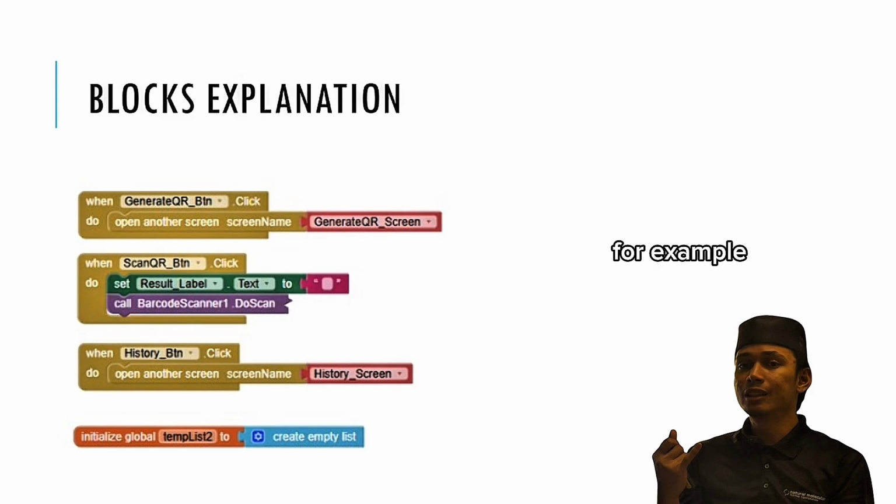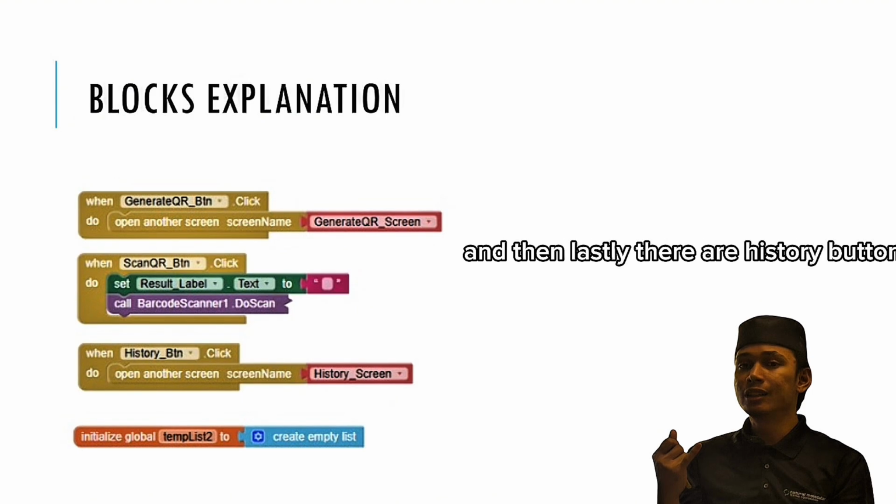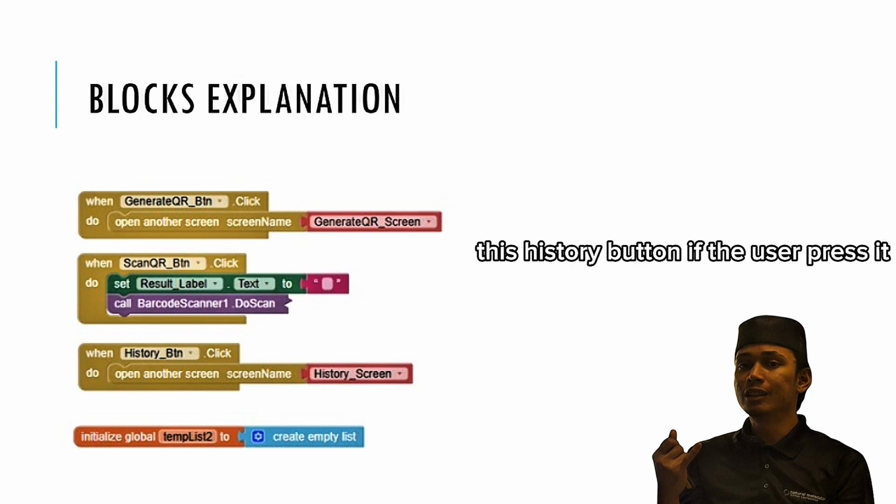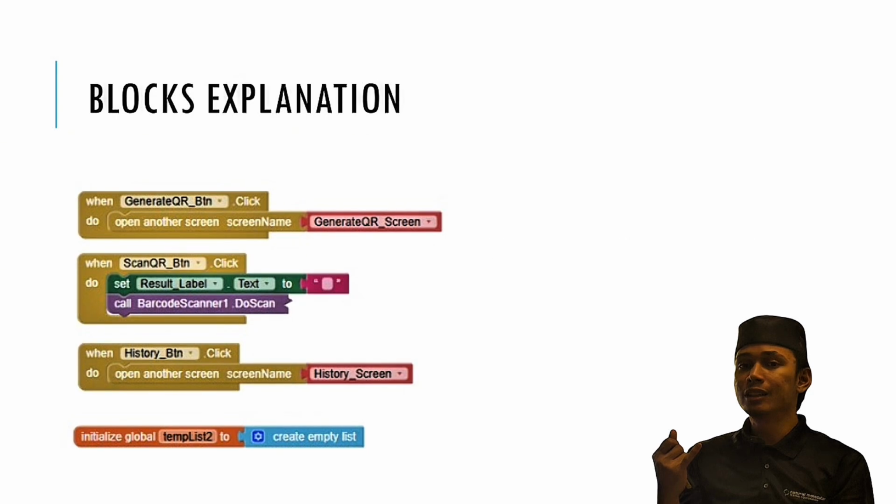For example, if the user scans a QR for Google Maps, it will go to Google Maps. And then lastly, there is the history button. If the user presses it, the user will go to another screen. The screen name is the history screen.